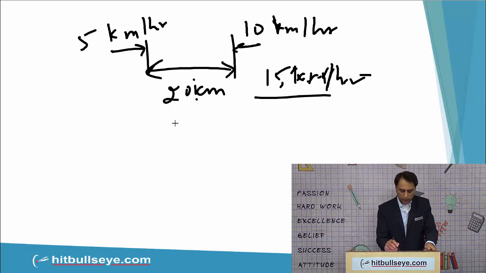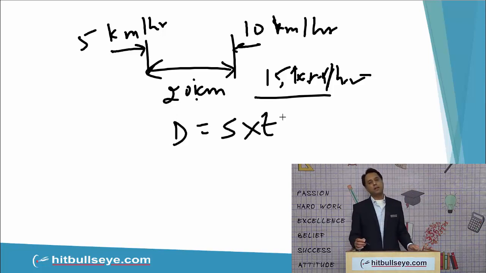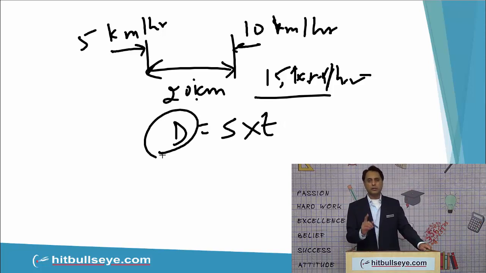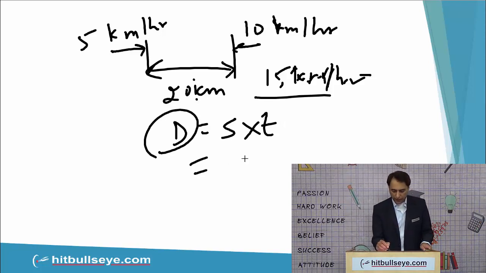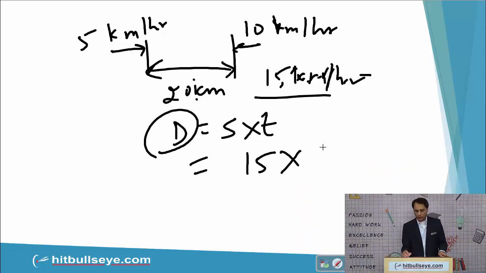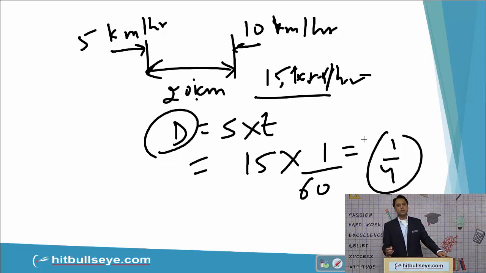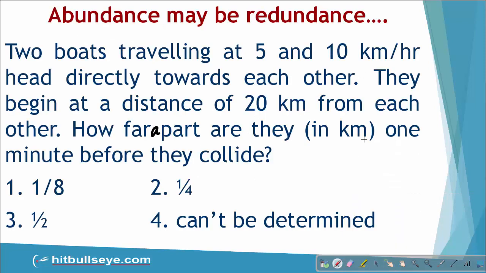So we know that this equation, distance is equal to speed into time. This equation never goes wrong. You have to calculate the distance which they will travel in 1 minute. Speed is 15 kilometers per hour and time is 1 minute or 1 by 60 of an hour. So the answer is therefore 1 by 4 of a kilometer or 250 meters. Hence, the answer should be option number 2.